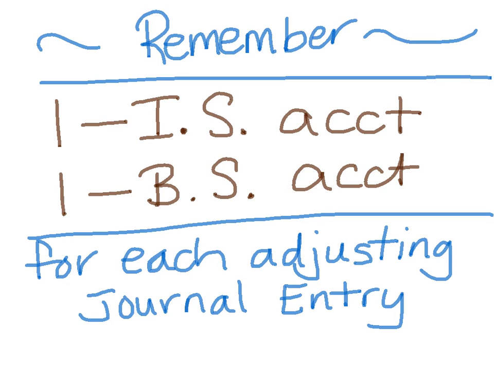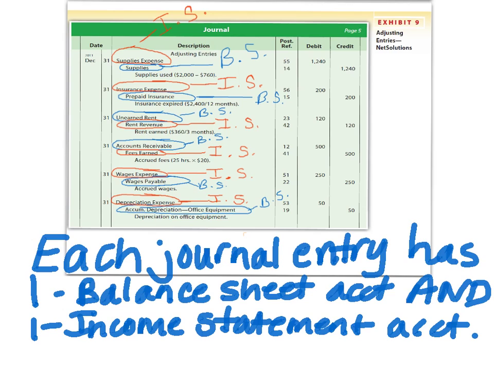Additionally, when you look at adjusting journal entries, you should remember that every single adjusting journal entry includes one income statement account and one balance sheet account. We'll take a look at this by looking at Exhibit 9 again. So here's Exhibit 9, and you can see now that I have circled every income statement account title in red and every balance sheet account title in blue.